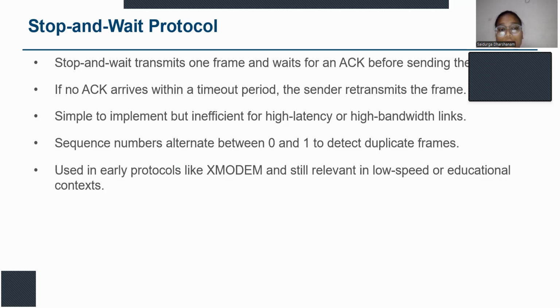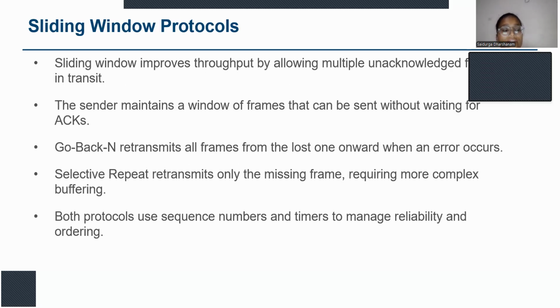The stop-and-wait protocol in the link layer transmits one frame and waits for an ACK before sending the next. If the ACK does not arrive within a timeout period, the sender retransmits the frame. It is simple to implement, but inefficient for high-latency or high-bandwidth links. The sequence numbers of stop-and-wait lie between 0 and 1 to detect duplicate frames. Next, the sliding window protocol.